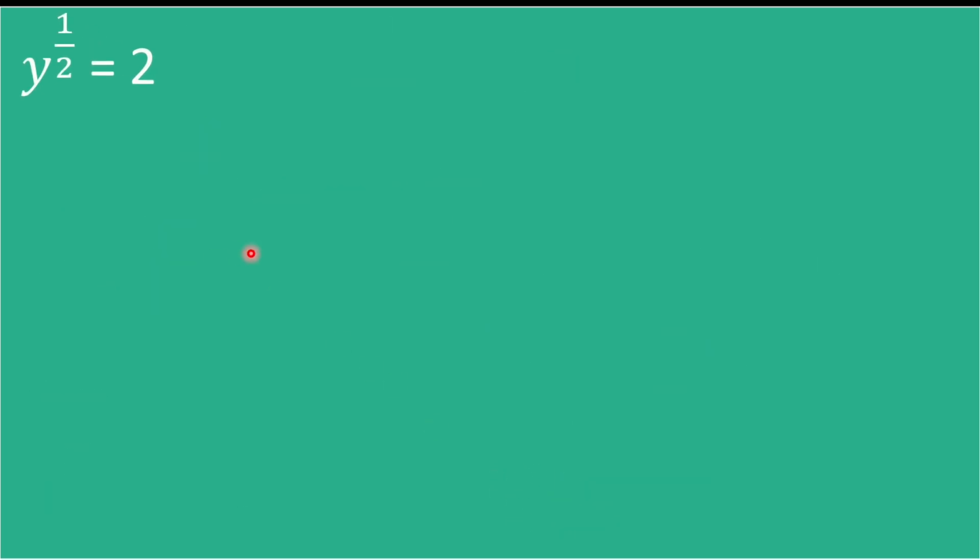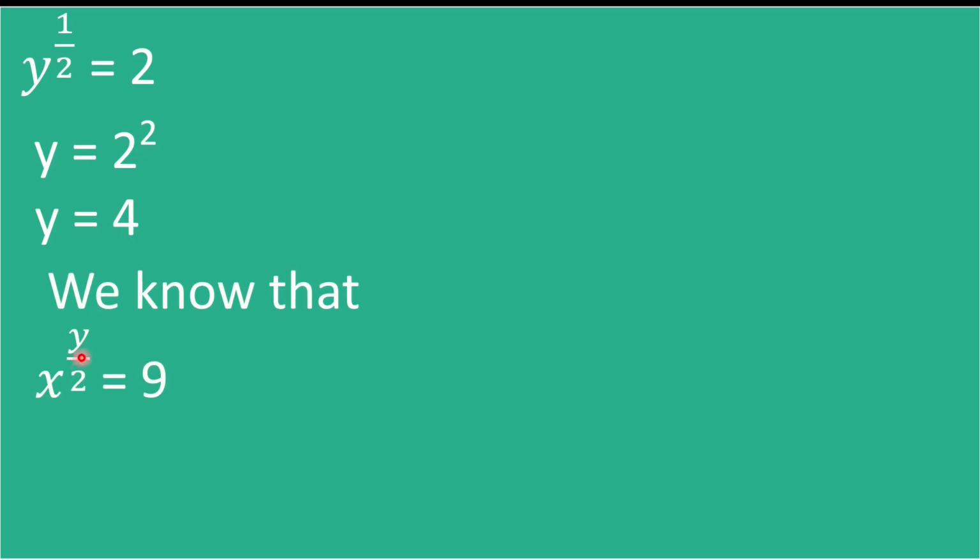So to obtain the value of y, we will take square on both sides. So after squaring on both sides, this value will become 2 squared. So y equals 4, because 2 squared equals 4. And now as we know that x power y divided by 2 equals 9, we will put y equal to 4 over here. So let's put the value of y over here.